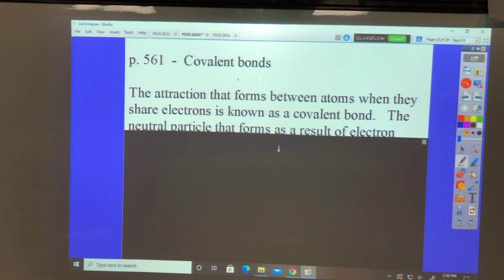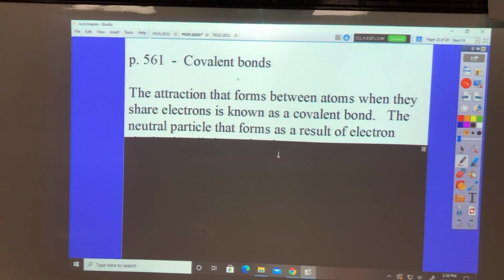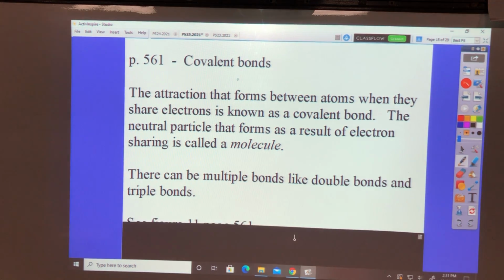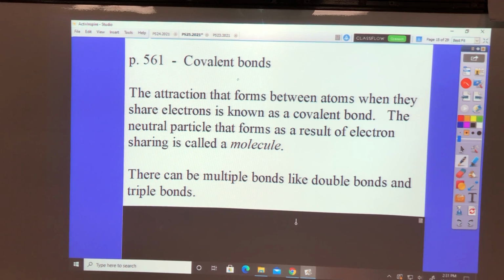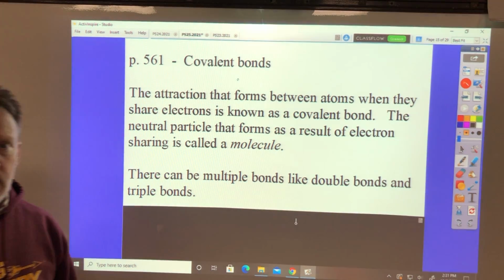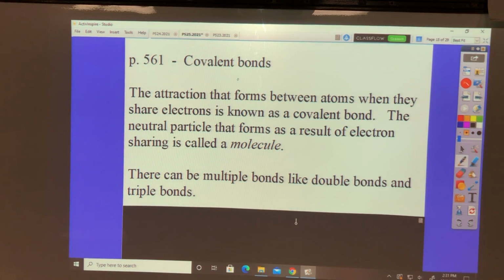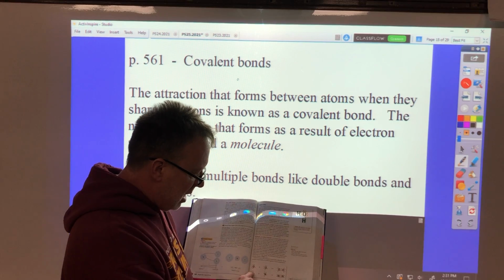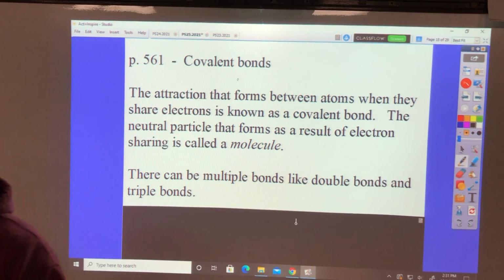The attraction that forms between atoms when they share electrons is known as a covalent bond. The neutral particle that forms as a result is called a molecule. There can be multiple bonds like double bonds and triple bonds, which is what they talk about here. They've got oxygen with a double bond, nitrogen with a triple bond.